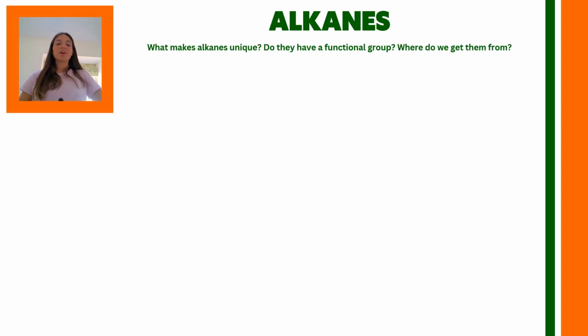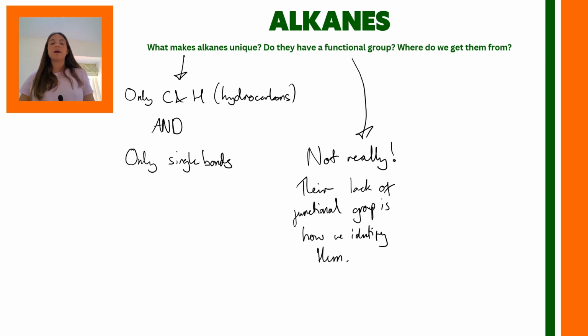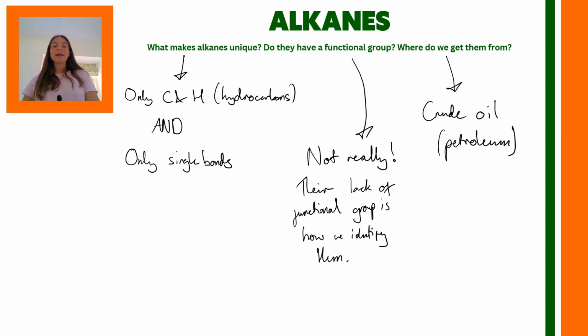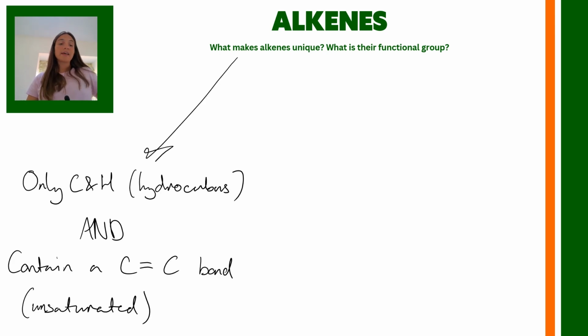Okay, alkanes. So what makes alkanes unique? It's because they are hydrocarbons, so they are only made of carbon and hydrogen, and they only have single bonds, okay, different to my alkenes from the previous slide. So that means that they actually don't have a functional group, and really it's their lack of functional group that is how we identify them. Where do we get them from? Crude oil, petroleum.